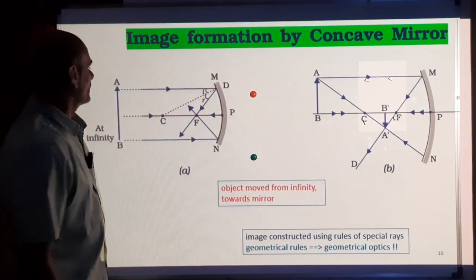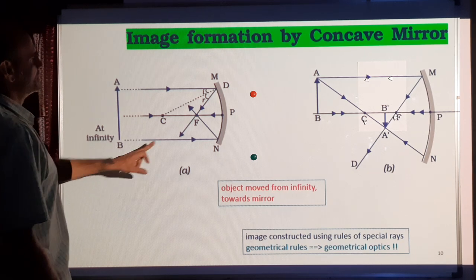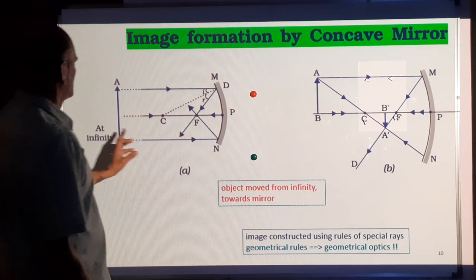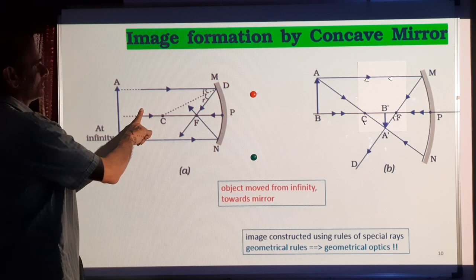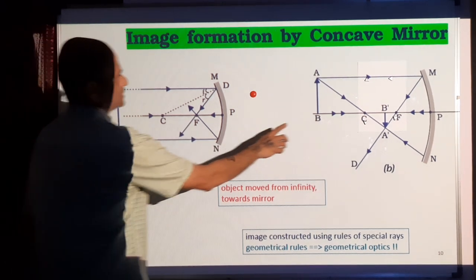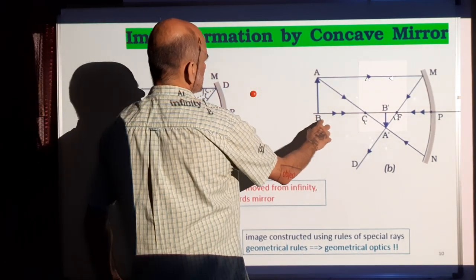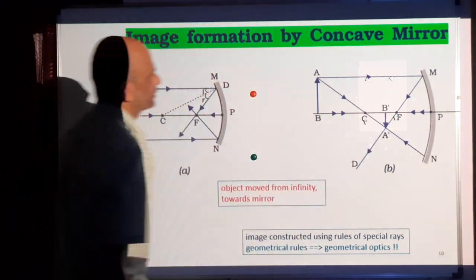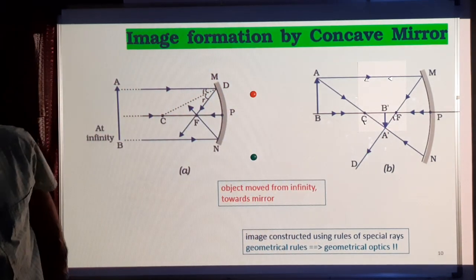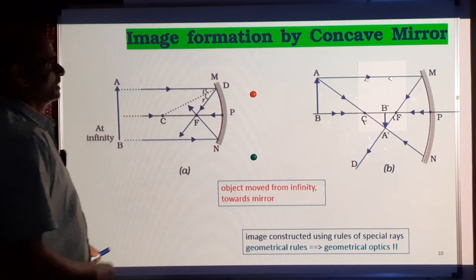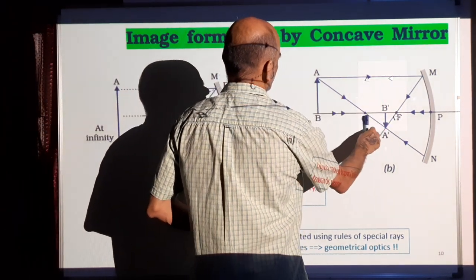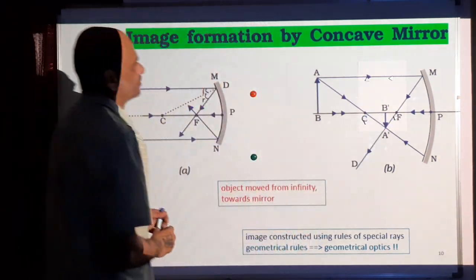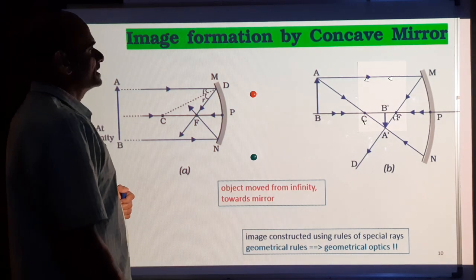So in a concave mirror, when the object is far away, the image is a point image at the focal point. As you move the object closer to the mirror, the image will move out. The object has come closer beyond C, and the image has moved from the focal point to here, and it's inverted. Now next the object will move and come to C, and the image will come to C, and both the object and image will meet at C.